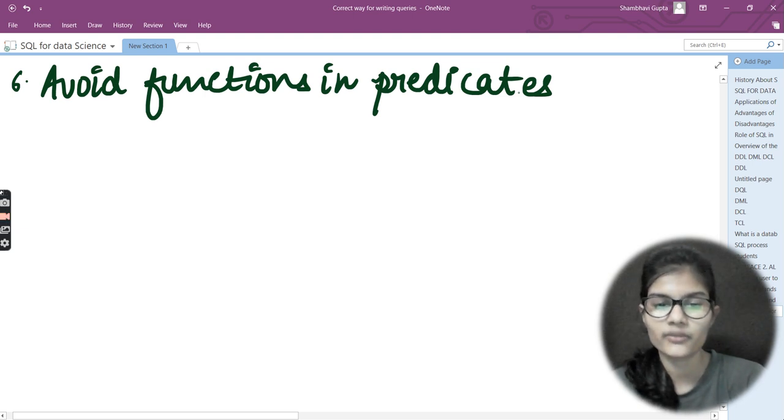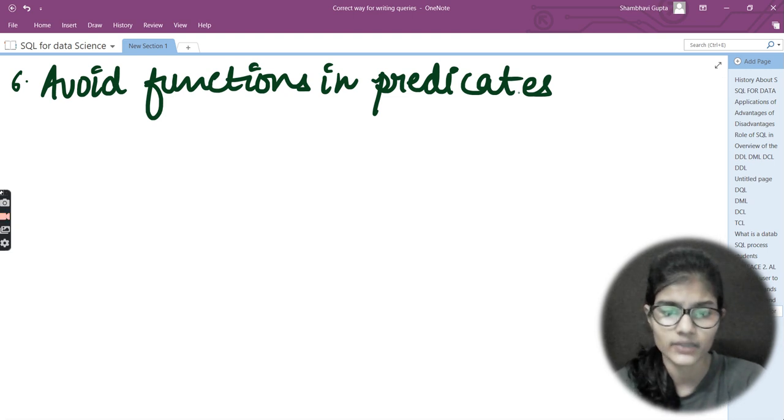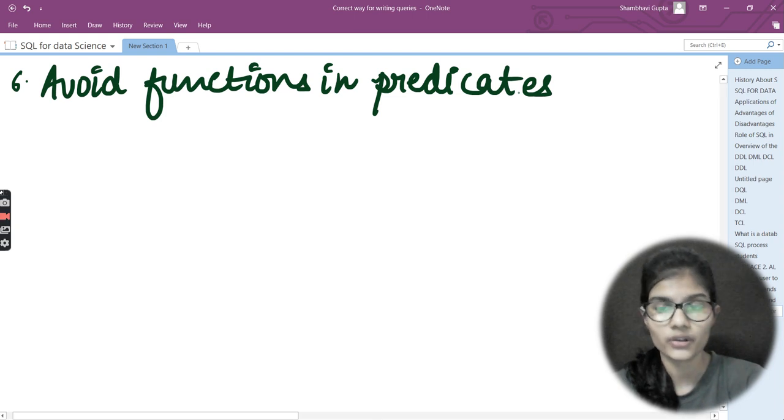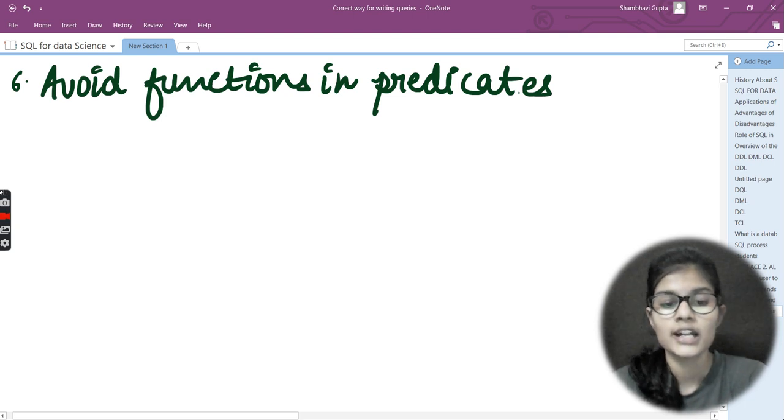The functions in SQL are used to perform specific actions, right? They are basically quite inefficient. Why? As they do not allow the usage of the index, which in turn slows the execution time of the query. Okay, this is the reason why we do not prefer using functions in the predicates, right? So it is always better to avoid functions in a query as much as possible to ensure optimization, right? So it is basically the case which I just wanted to mention, that avoid functions in predicates.